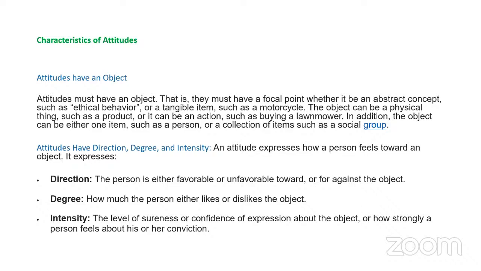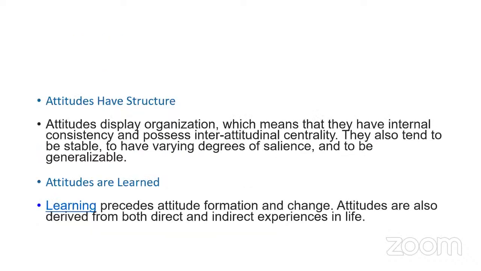Next one is attitudes have direction, degree, and intensity. So when we say attitudes have a direction, it means it could either be favorable or unfavorable. Degree is the extent, whether he likes it or dislikes it, to what extent. And intensity is the level of confidence or sureness about the object, or how strongly a person feels about his or her belief or his or her attitude. That is known as intensity.